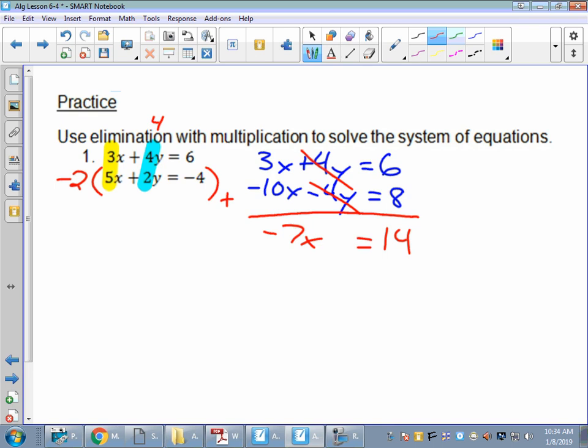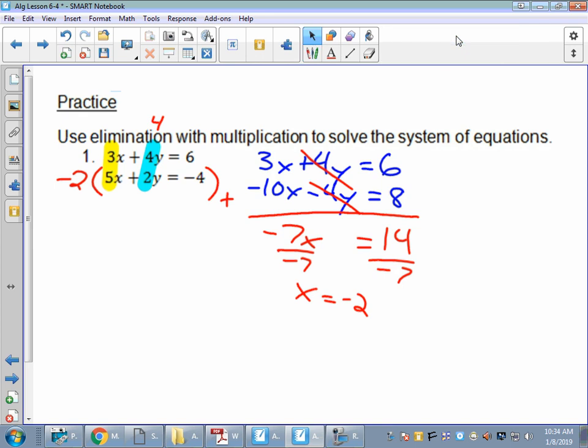And now you can see that if I divide through by a negative 7, then I'm going to have x equal to a negative 2. So I've got my x value. Now I have to substitute that negative 2 into any equation I want. It doesn't matter if I use the first one or the second one. I'm going to use the first one just because I think 3, 4, and 6 are easier to deal with than 5, 2, and negative 4. So I'm going to sub this negative 2 into the first equation.